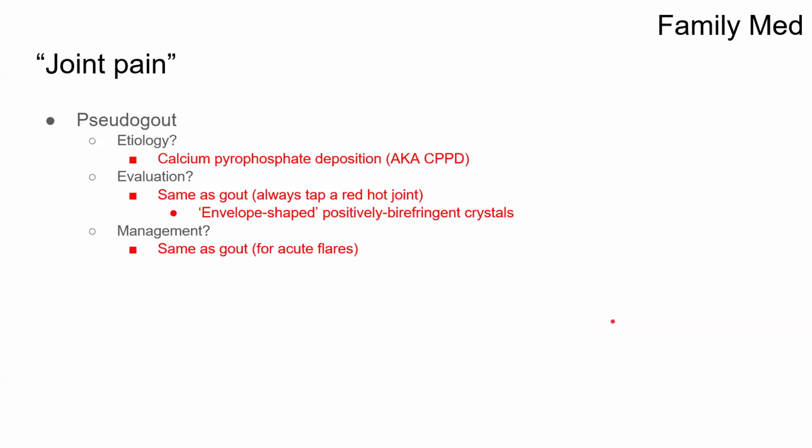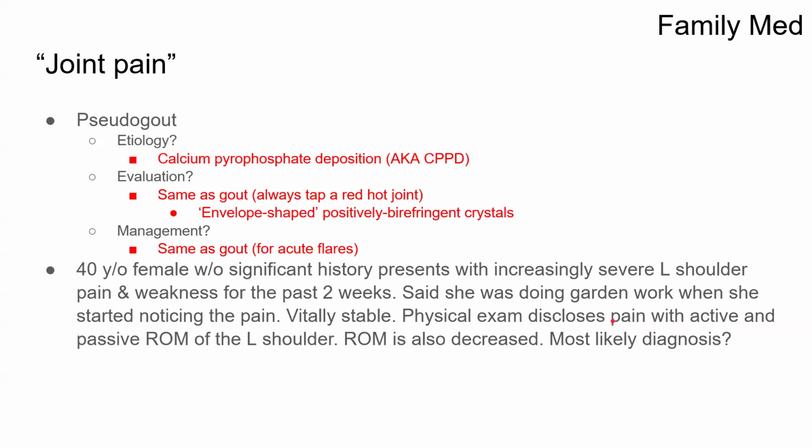Okay, so here's the next vignette. I think we're coming up on the end. We're almost there. And we're still talking about joint pain. So we have a 40-year-old female with no significant history. She presents with increasingly severe left shoulder pain and weakness for the past 2 weeks. She said she was doing garden work when she started noticing the pain. Vitally, she's stable. Physical exam discloses pain with active and passive range of motion of the left shoulder. The range of motion is also decreased. What is the most likely diagnosis in this case?